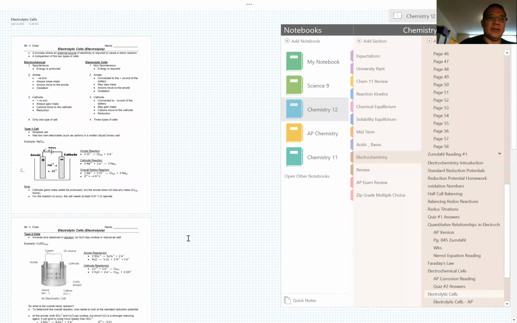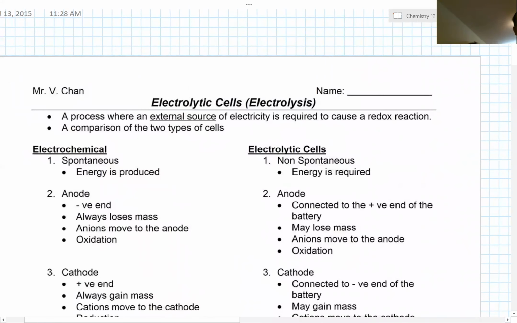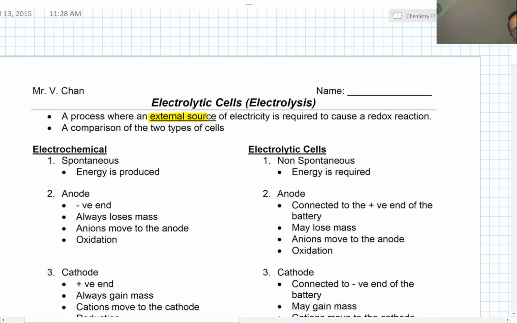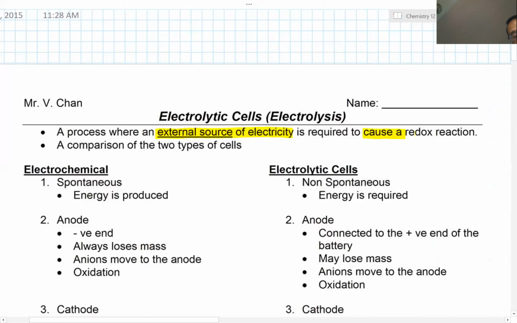And so electrolytic cells. You have these in your notes. An electrolytic cell is a process where an external source of electricity is required to cause a redox reaction. That is an electrolytic cell. An electrochemical cell was a redox reaction that produced electricity. Electrolytic is where you have electricity producing a redox reaction.